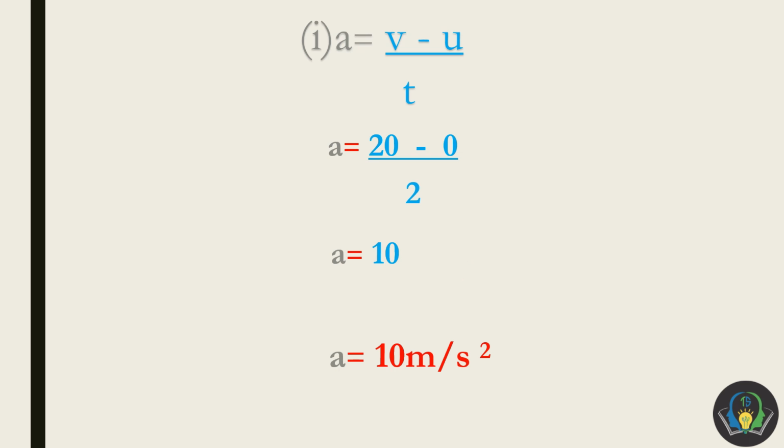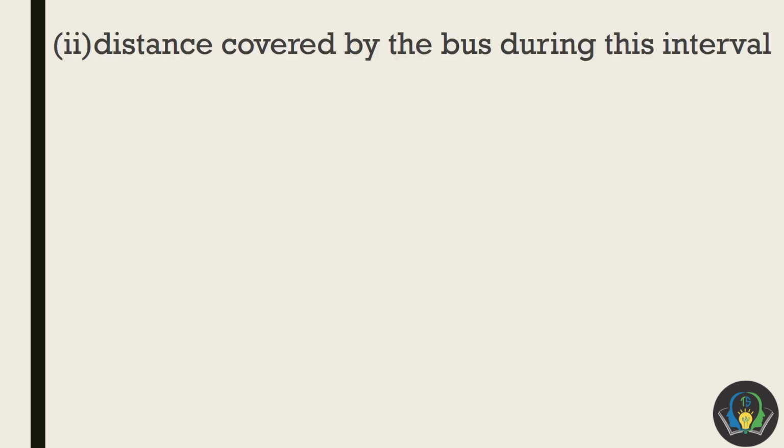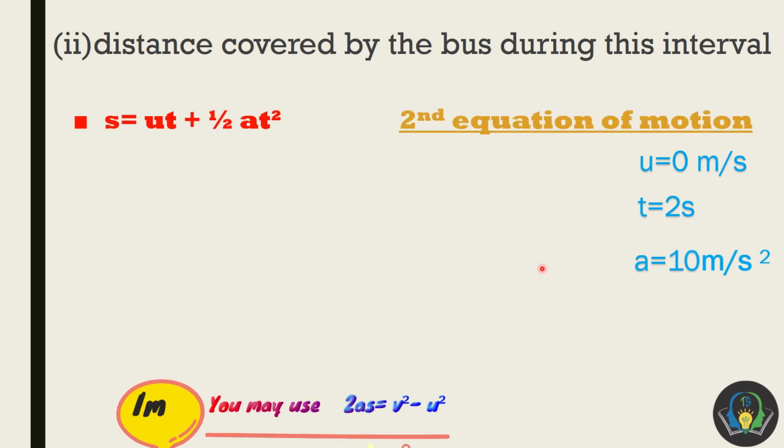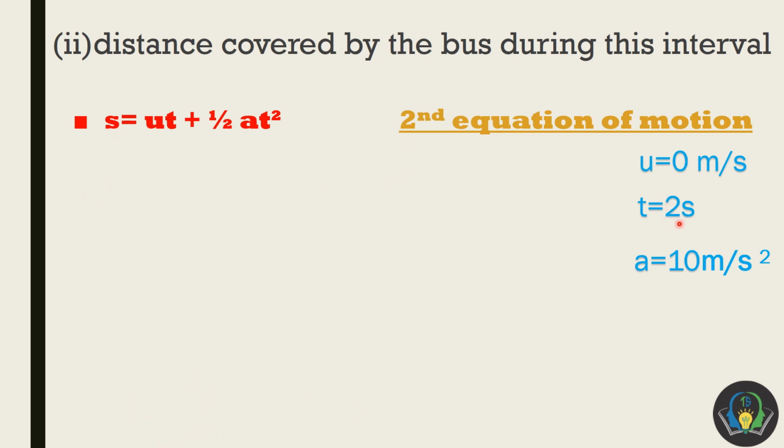Let's move with the flow and go on to the second part of our numerical. The second part is asking us the distance covered by the bus during this particular interval. As we had done in the previous numerical, we shall follow the same procedure. First of all, the data is on your right hand side so that you can see it all the time. So now using again the second equation, u is 0, t is 2 seconds and a is 10 meter per second square.